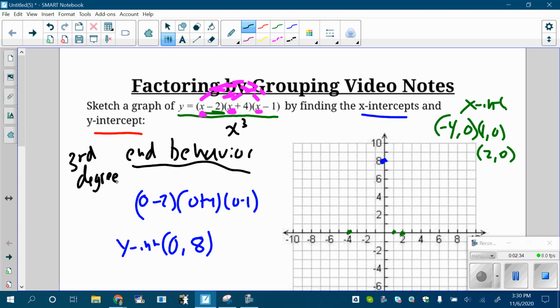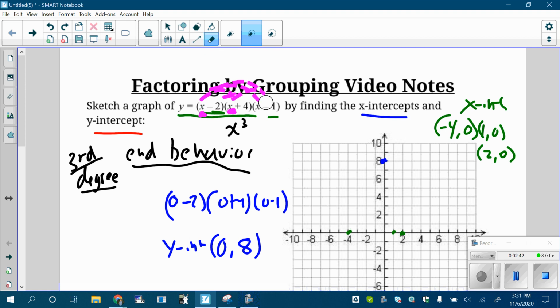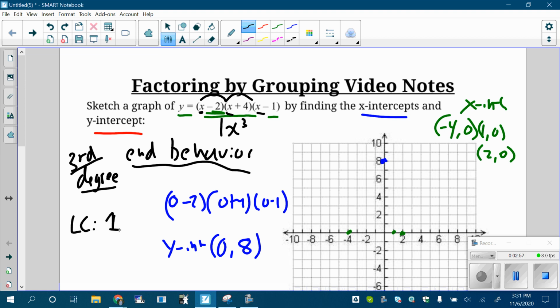The other thing we have to consider for end behavior, besides the degree, is the leading coefficient and whether it's positive or negative. And we actually don't have to FOIL it all out to figure that out. We can just think about it. If we multiply the x and the x and the x when we distribute, there's not going to be a negative there. There's not even any numbers there. It's just going to be 1x cubed. So the leading coefficient here is 1, which is positive.